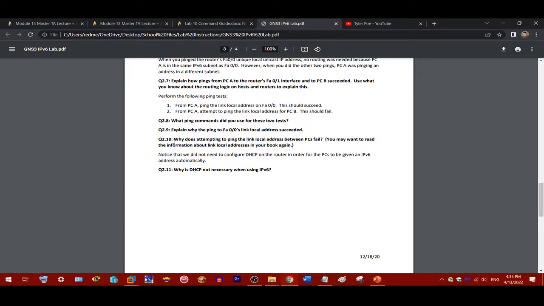And finally, why is DHCP not necessary when using the IPv6 command? You just use my PowerPoint or the textbook for that. My PowerPoint does have somewhat of an explanation, but the textbook does as well. The textbook is really helpful for this lab.